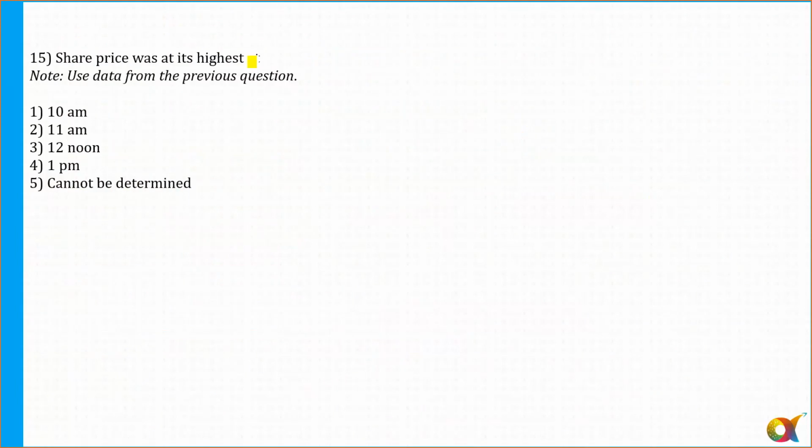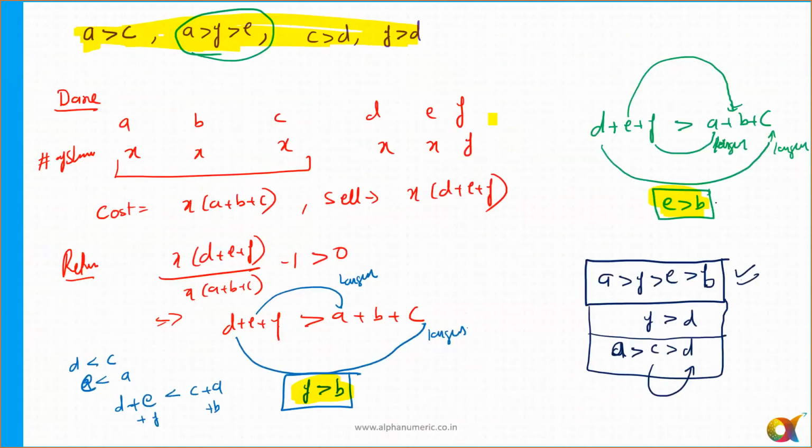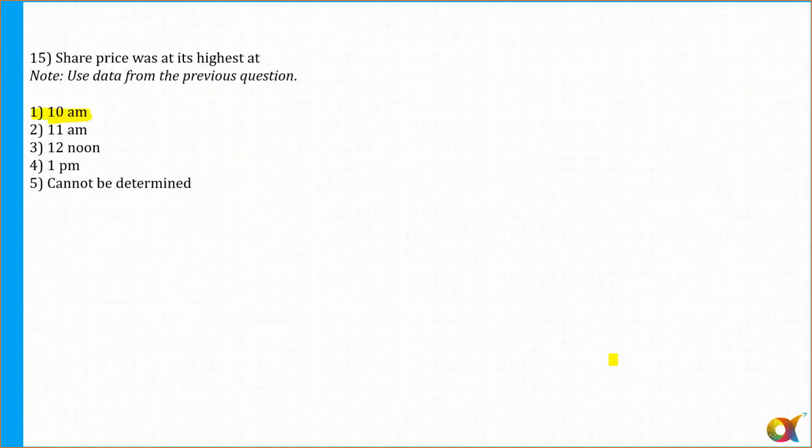Share price was at highest at. Use the data from the previous question, question number 14 data. So highest at which one? That is option number 1, that is 10. That is A. We have already calculated. You can see it here. A is greater than what? F, E, B, as well as A is also greater than C and D. So A is greater than all the 5 values. So definitely it is highest at 10 AM. So the answer is option number 1.